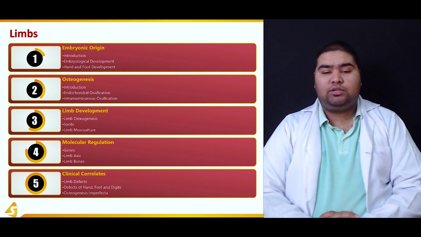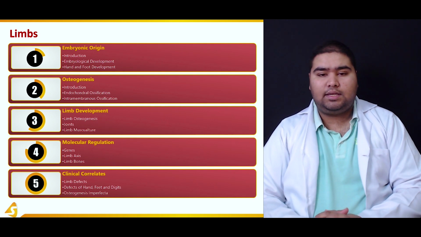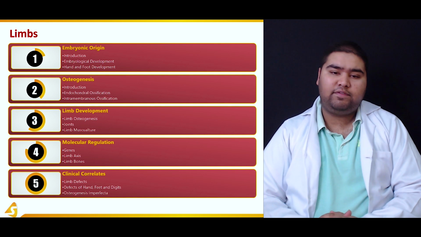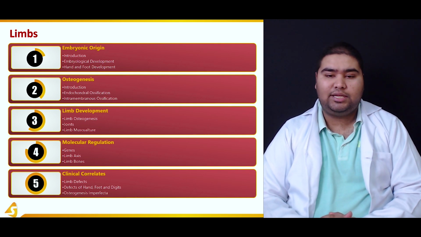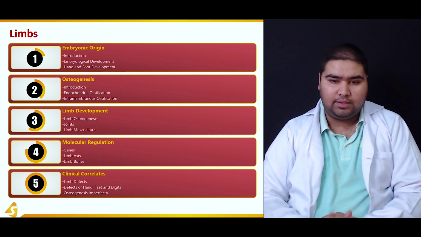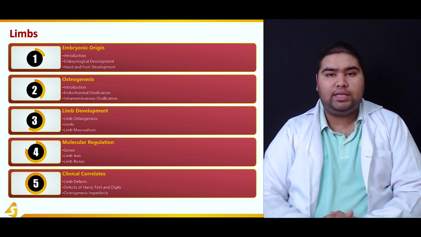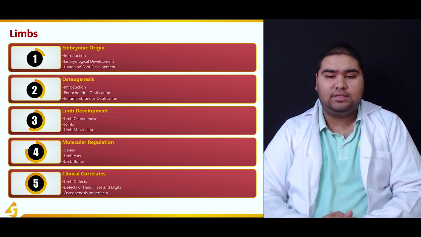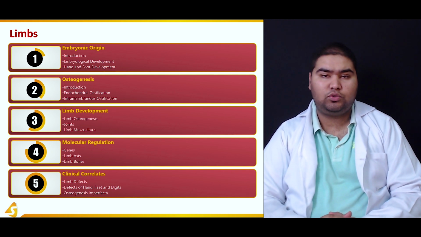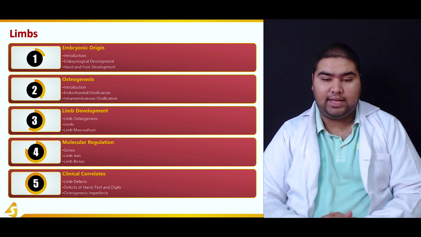In the second section, we'll be seeing osteogenesis. It's further divided into an introduction, endochondral ossification, and intramembranous ossification. The third section will deal with limb development. It has further three subsections: the limb osteogenesis, the joints, and the limb musculature.